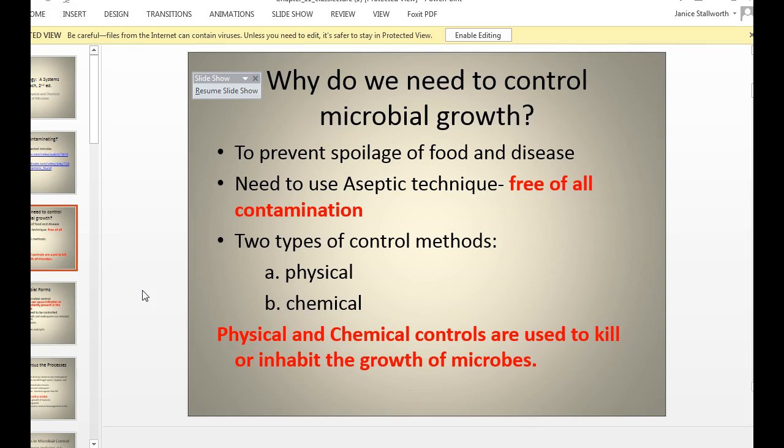Okay? There are two types of control methods, both physical and chemical. Physical and chemical controls are used to kill or inhibit. That says inhabit, but it should be inhibit the growth of microbes.